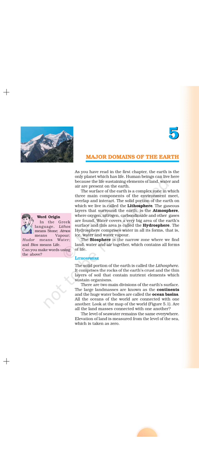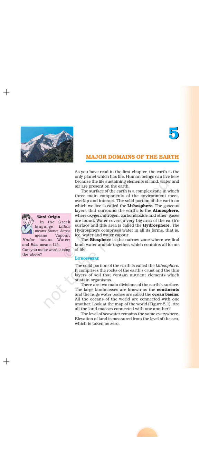Today, we will start our chapter Major Domains of the Earth. In previous topics, we have read about the solar system and maps, latitude and longitude lines. As you all know, the Earth is the only planet where life is suitable. Human beings can live here because life-sustaining elements like land, water, and air are present on the Earth. So, today we will read about the Earth and its domains.